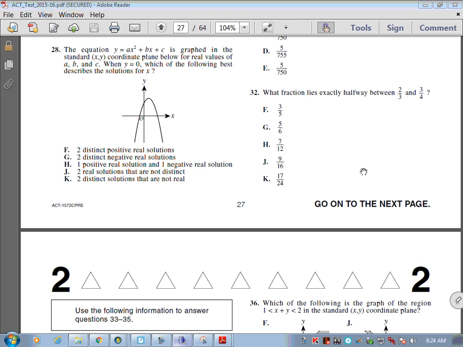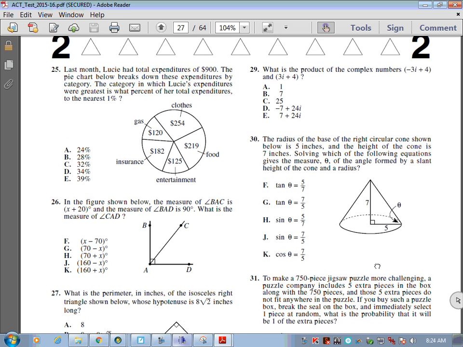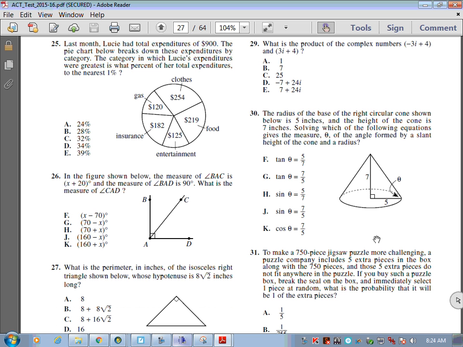Let's come up to the next column, 29 through 32. Anything on this column here? You said 31 and 32, so we're going to skip 30. Who was 29? Okay, JP. What is the product of the complex numbers? Product means to do what? Multiply. So we are taking negative 3i plus 4 times 3i plus 4. So what am I doing here? What's the process?